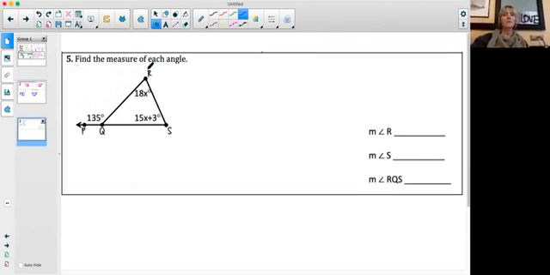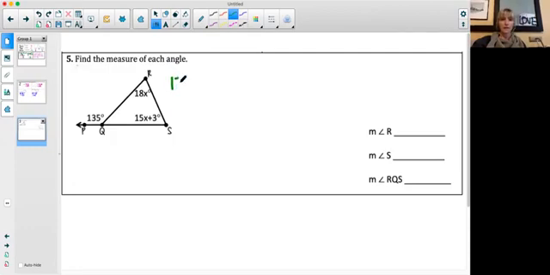Okay, find the measure of each angle. I've got some angles I've got to find. I'm not going to be able to find any of those until I find this unknown piece. Actually, that's not true, I could probably find this one. But we're going to see how this all connects together. So the very first thing I'm going to do is find x, connecting this to algebra.